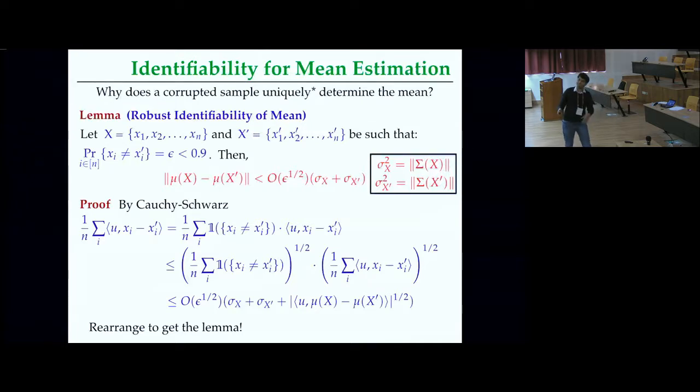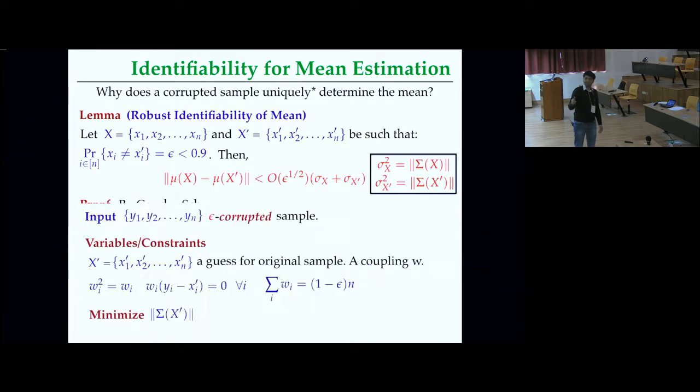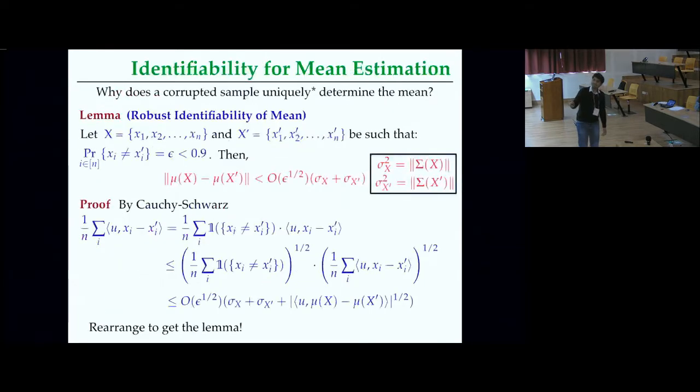And now the only observation is that this term is actually the same as what is inside here. This is nothing but u inner product mu x minus mu x prime. This is what we started with. So I just rearrange. I just subtract this term from the other side. So I get something like 1 minus epsilon to the 1/2 times the same term is at most epsilon to the 1/2 times sigma x plus sigma x prime.